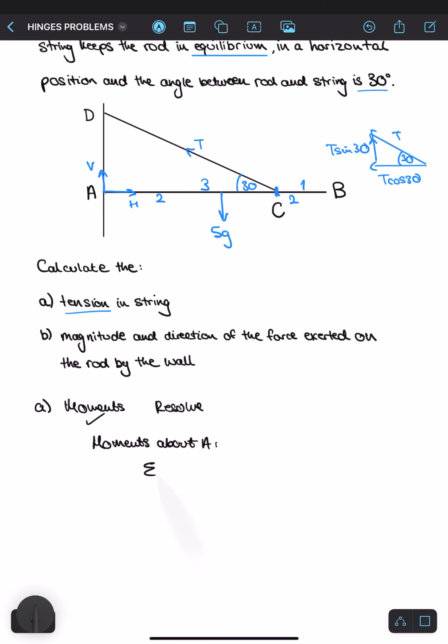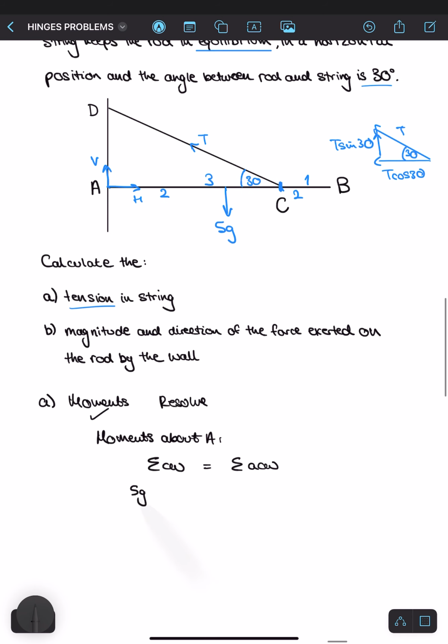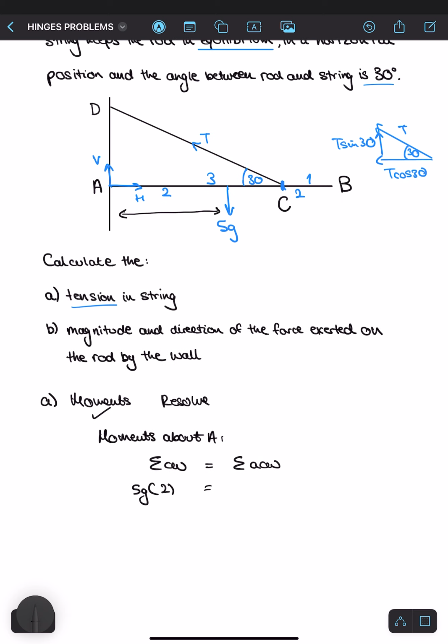Since we're in equilibrium, the sum of the clockwise moments is equal to the sum of the anti-clockwise moments about the point. In my diagram, this 5g force is going to produce a clockwise moment. So I will do the force multiplied by the perpendicular distance, which is this distance from the force. That would just be 2. And that is equal to the anti-clockwise moments. Tension produces an anti-clockwise moment. So I'm going to take the perpendicular component of tension, which is T sine 30, and multiply it by the distance, which is 3. Notice T cos 30 does not produce a moment.